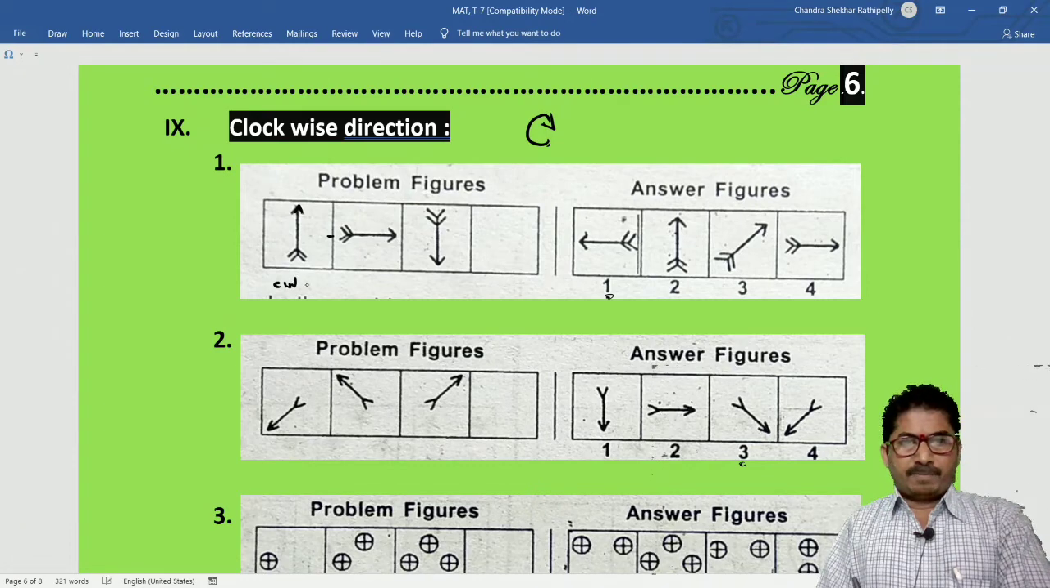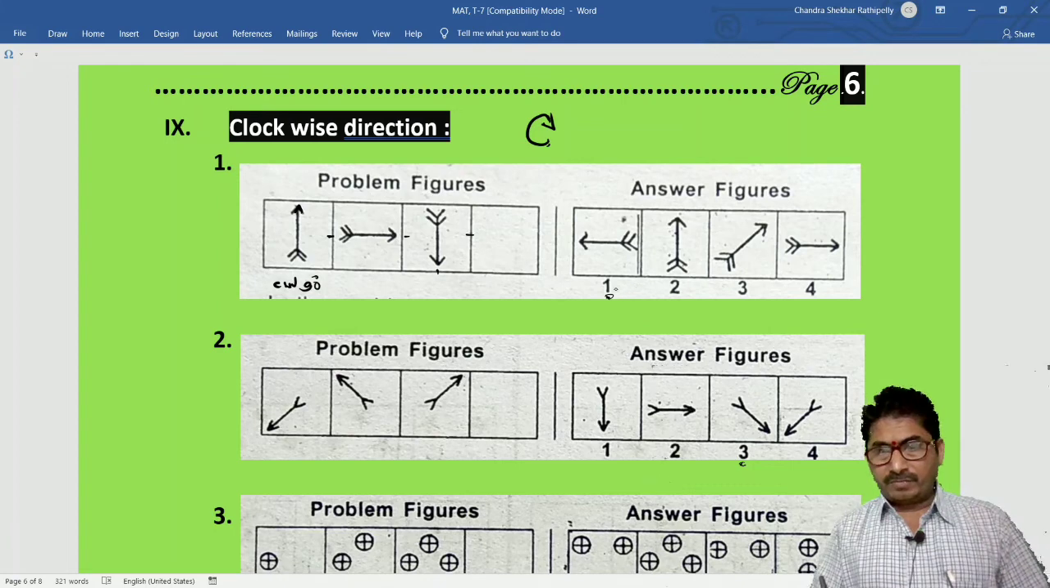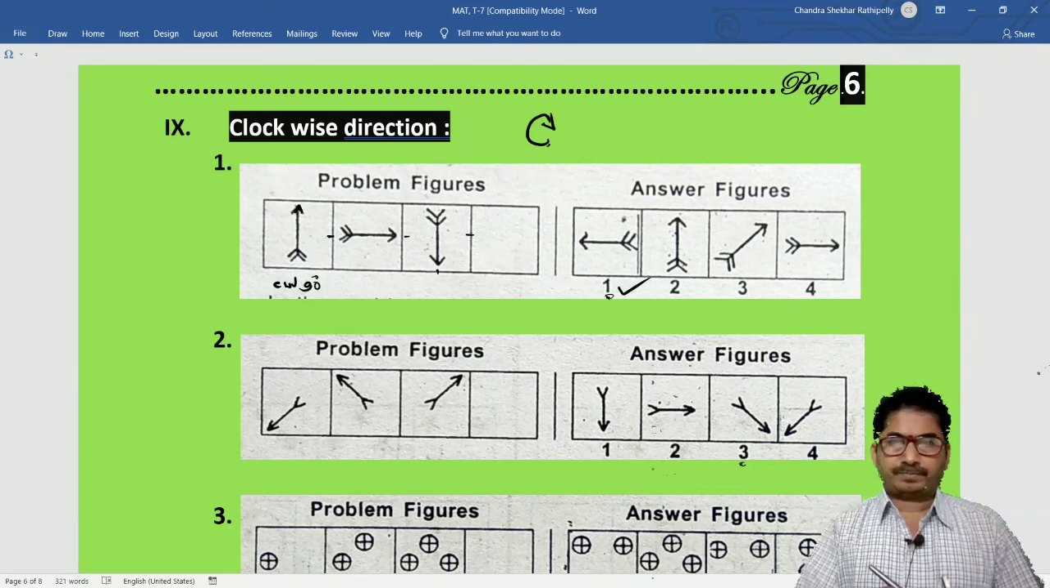How much angle? 90 degrees. So here to here 90 degrees. So here to here will come. Like this, like that, figure 1 only. So first, option 1 is correct.